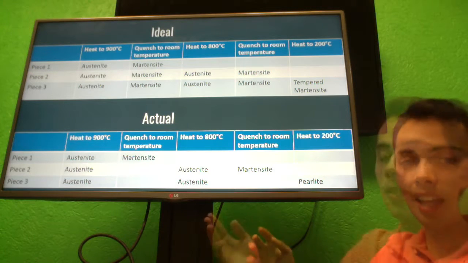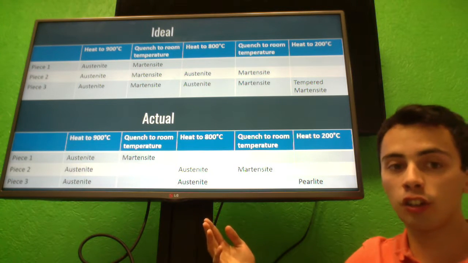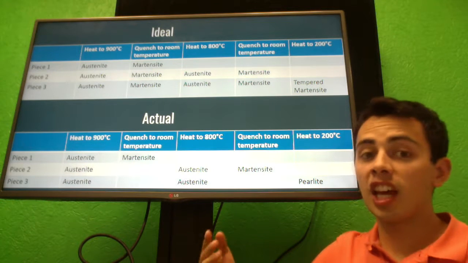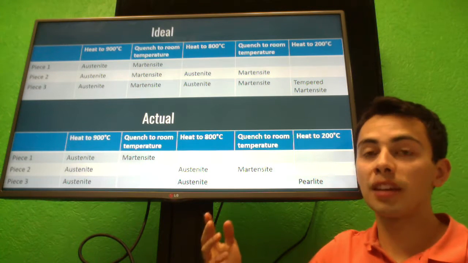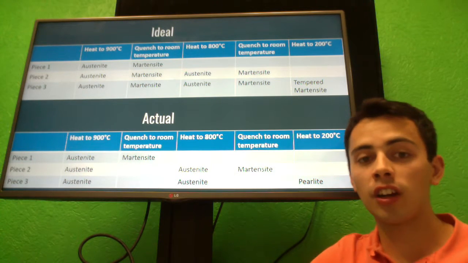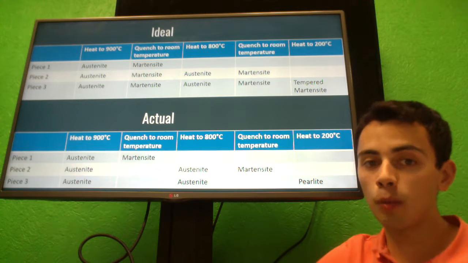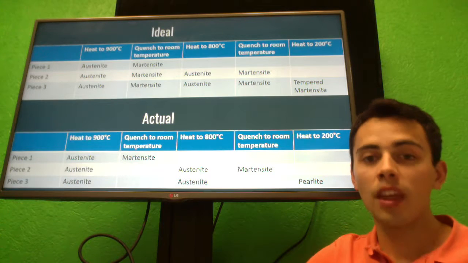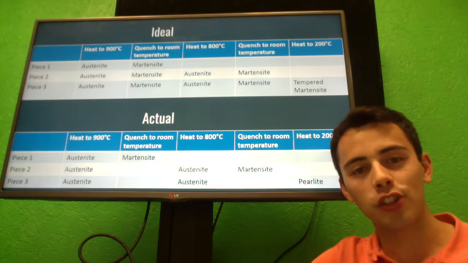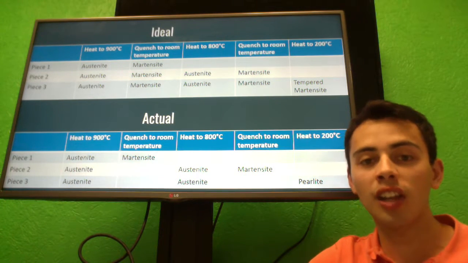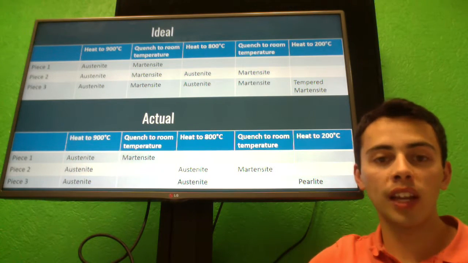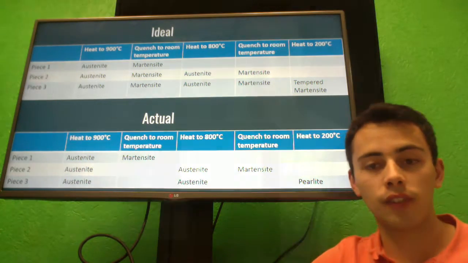As we can see, the first part was to heat to 900 degrees, where we always have austenite. Then in the ideal way, the pieces were quenched to room temperature, leaving martensite. Then 2 of them were heated again to 800 degrees, making austenite again. They were both quenched to room temperature, leaving martensite. And finally, the last piece was tempered at 200 degrees, creating a tempered martensite phase.